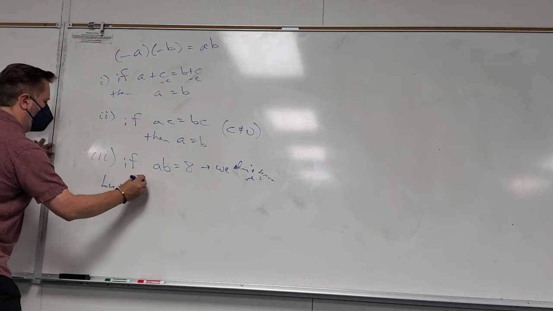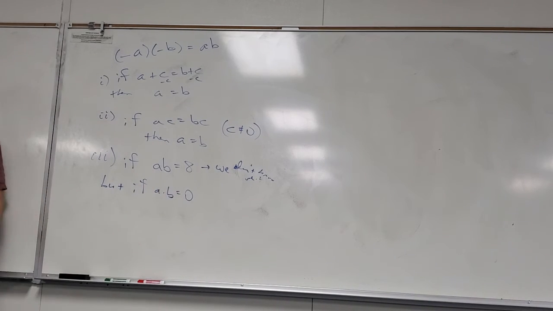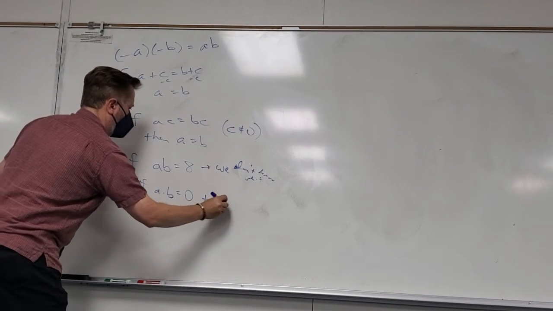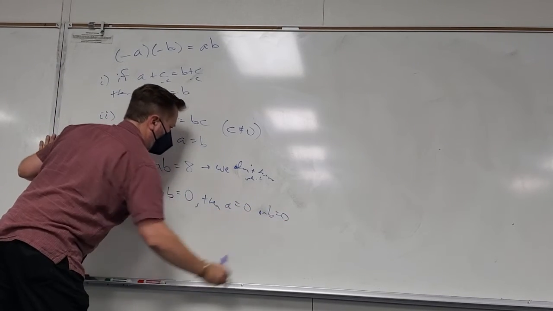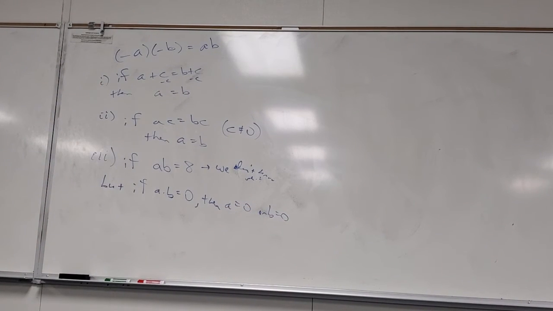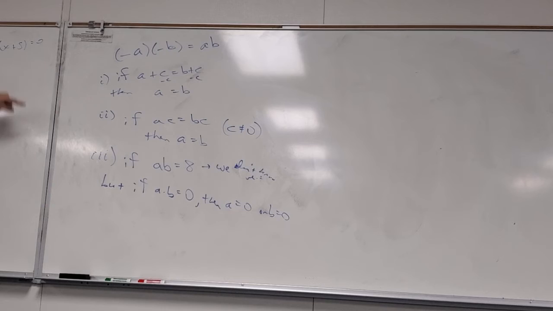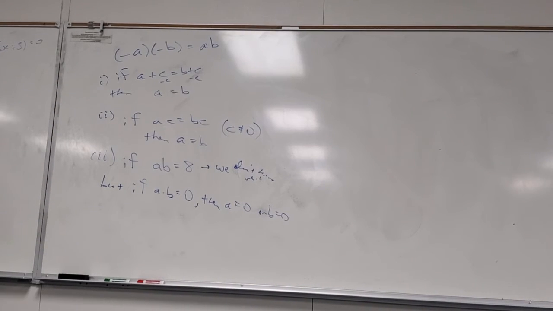But if A times B is zero, this might sound familiar to those of you that took algebra. If A times B is zero, we know something without a doubt. What do we know? One of them has to be zero. Then A is zero, or B is zero, or they're both zero. That's an algebraic idea. If I had x minus 1 times x plus 5 equals 0, you just say each one equals 0. That's the zero product property.